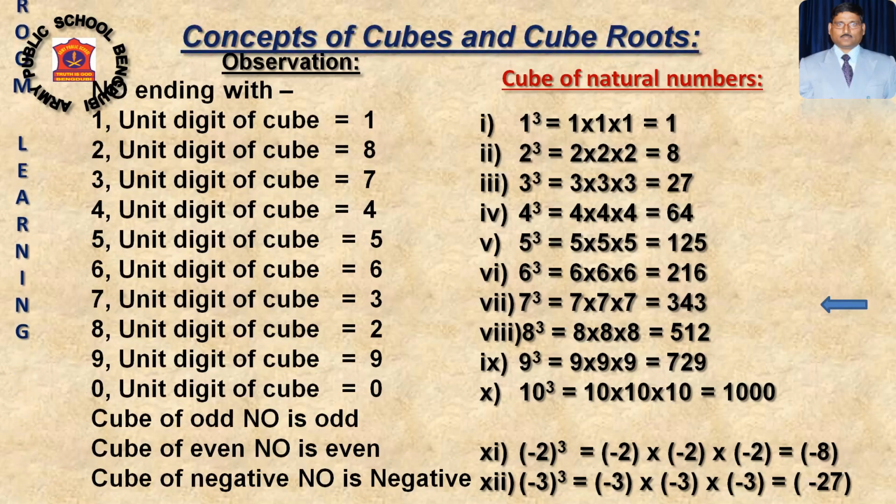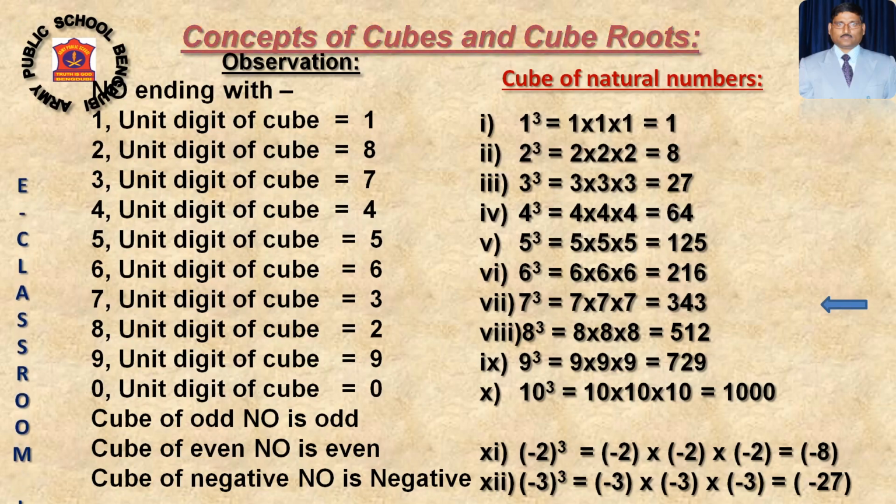Earlier in square and square root, we noticed a number ending with 2, 3, 7, 8 will not be a perfect square. That means when 2, 3, 7, 8 is there, definitely we will say this number is not a perfect square number. But we don't have that type of situation in cube root. When we find the cube of a number, 1 is there, 2 is there, 3, 4, 5, 6, 7, 8, 9 and 0. All digits are there in the unit place. So that's why there is a link.